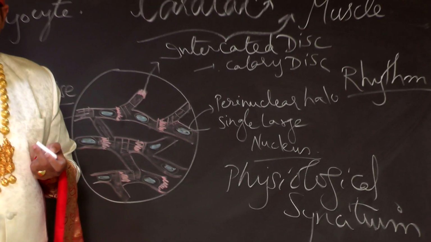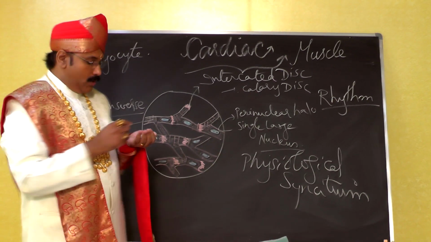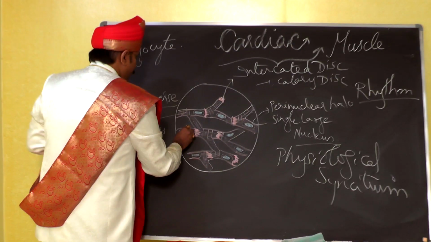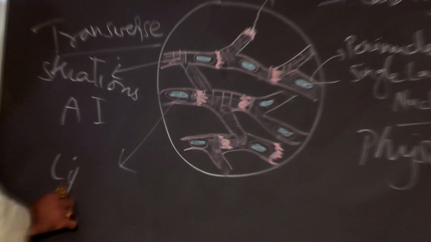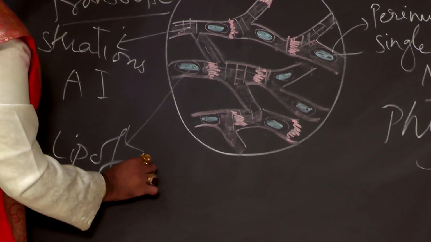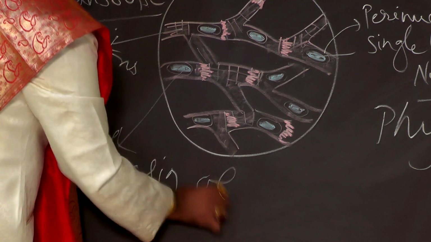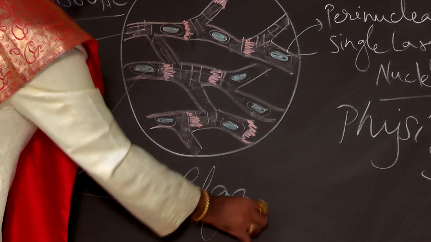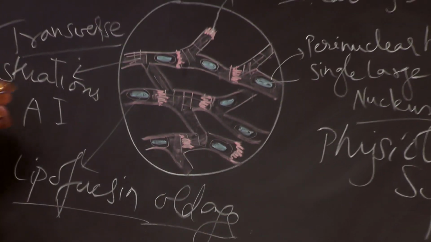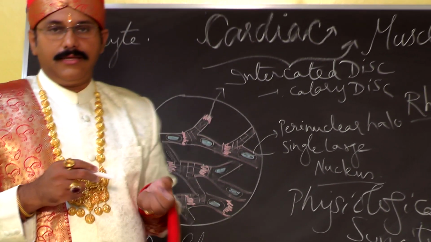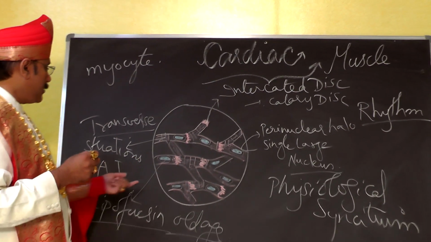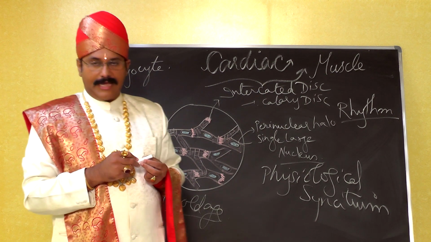And with advancing age, as the person becomes old, there is deposition of lipofuscin pigment around the nucleus. In old age people, we have the lipofuscin pigment present at the region of the nucleus of the cardiac myocyte.